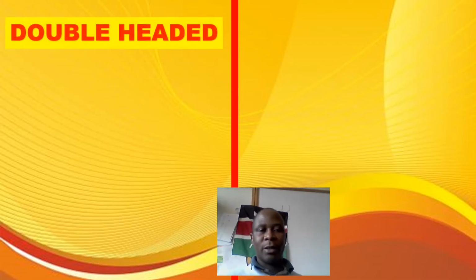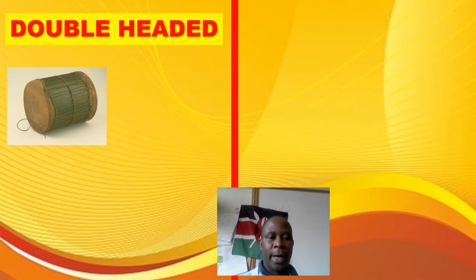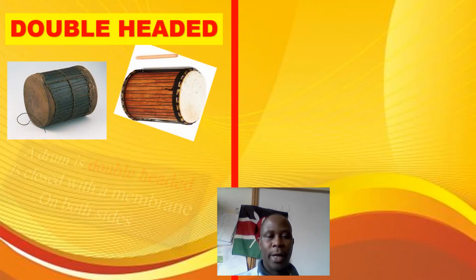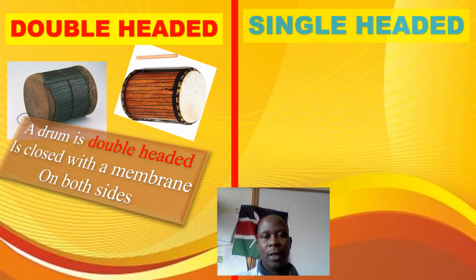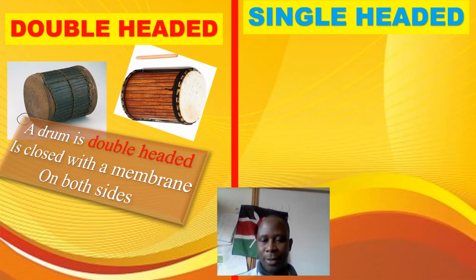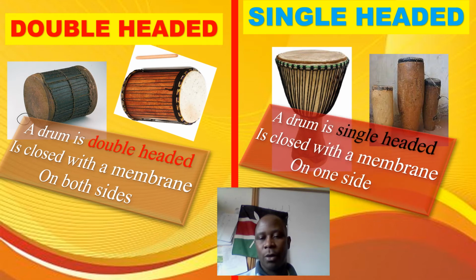Let's look at the drum that is covered on both sides. It is called double-headed. A double-headed drum is closed with membrane on both sides. Then single-headed is a drum that is covered on one side, like isukuti, and the other drums that are covered on one side.